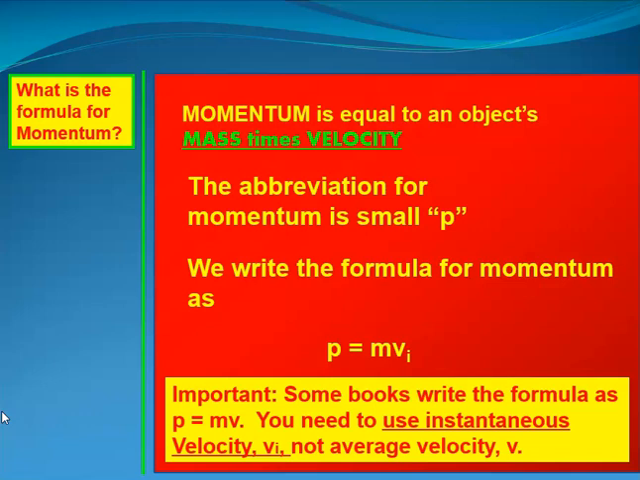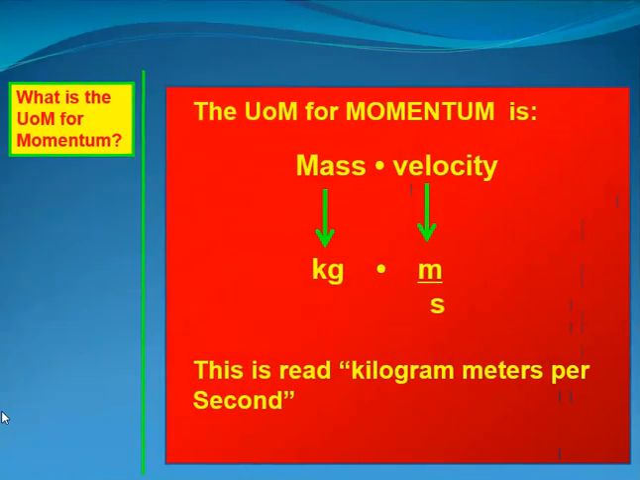We write the formula for momentum as p equals m v_i, instantaneous velocity. Some books, in fact most books, write the formula as simply p equals mv. You need to use instantaneous velocity, not average velocity, when you calculate momentum. The units of measure for momentum are mass times velocity, so that's kilogram times meters per second. So that's just read kilogram meters per second.